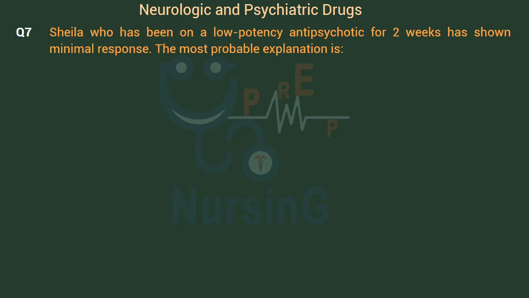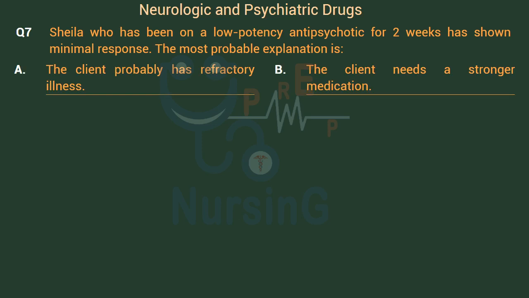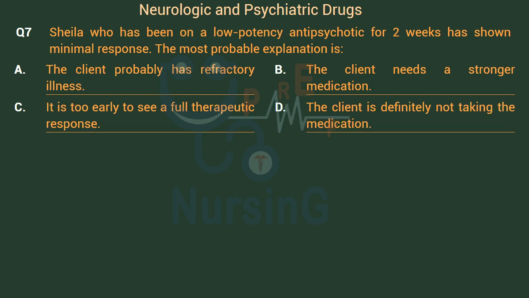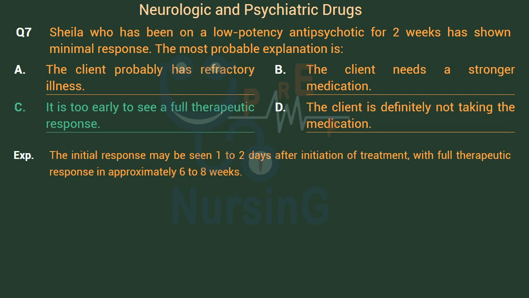Sheila, who has been on a low-potency antipsychotic for 2 weeks, has shown minimal response. The most probable explanation is Option A. The client probably has refractory illness. Option B. The client needs a stronger medication. Option C. It is too early to see a full therapeutic response. Option D. The client is definitely not taking the medication. Right answer is Option C. It is too early to see a full therapeutic response. The initial response may be seen 1 to 2 days after initiation of treatment, with full therapeutic response in approximately 6 to 8 weeks.